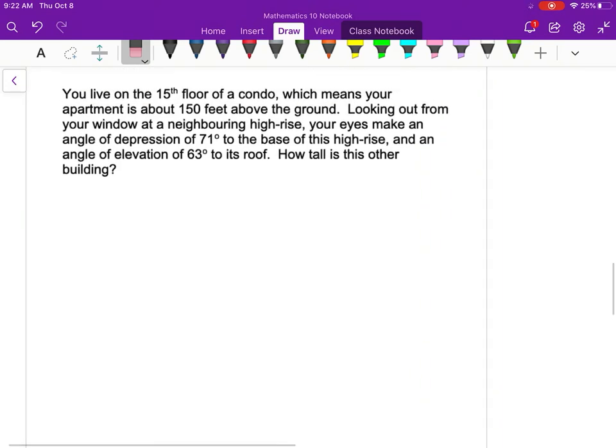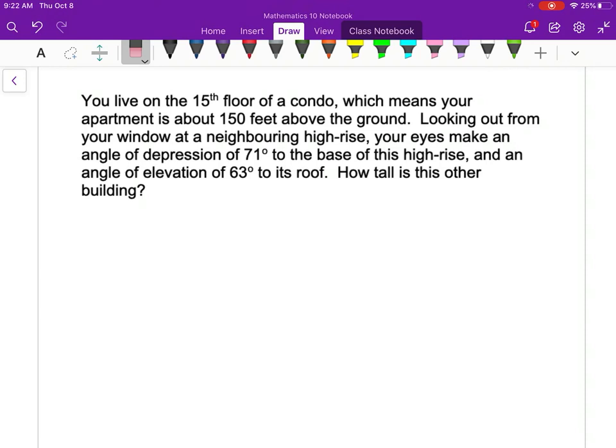So I believe I have just one more example here. Yeah. An example like this is always going to be one of the more challenging parts because there's no diagram given. So we have to be able to read this, understand the terminology, and visualize what's being described.